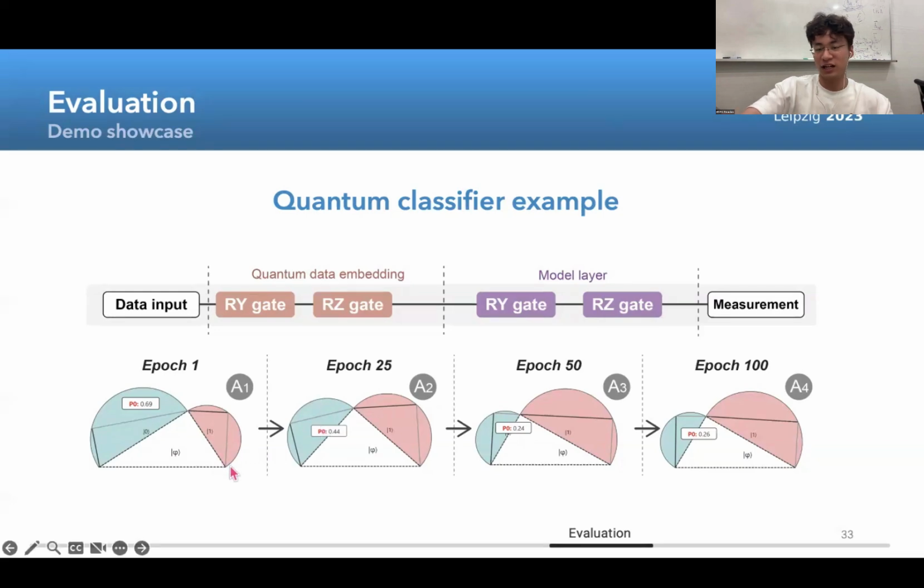So as you can see, we can directly observe the probability based on the area of the semicircle, right? And we can also find the reason why the probability of the state increases or decreases by inspecting the length of the segment inside each semicircle.